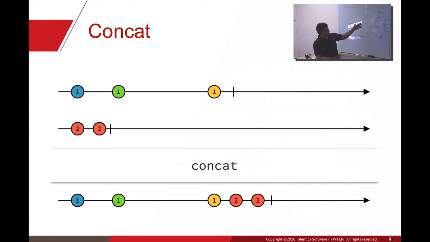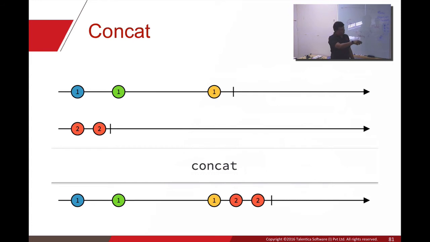Concat is when you want to emit all the values of observable 1, and once that is finished, you want to emit the values of observable 2. So 1, 1, 1. When this gets finished, it will emit the second observable, and it will call onComplete.